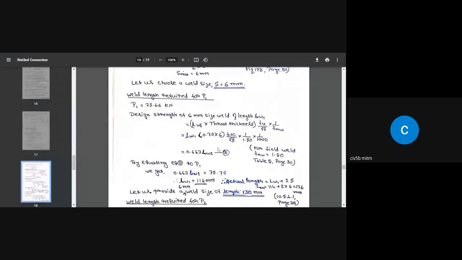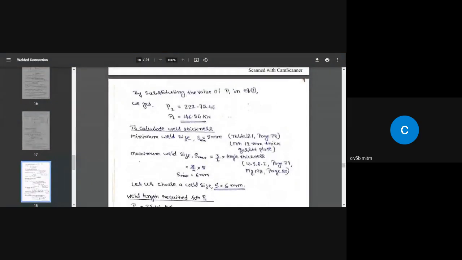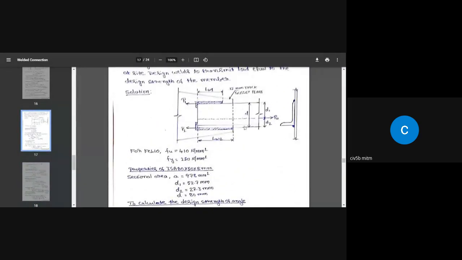Okay. Now once the size of the weld is over, then we need to find out what is the length of the weld we need. We don't know what is the length of the weld we need. So for that, I have called that LW1, L suffix W1, the total length of the weld, and this weld will have again throat.